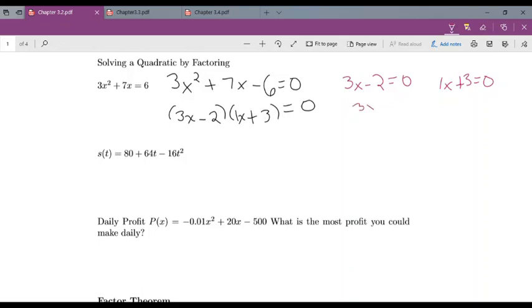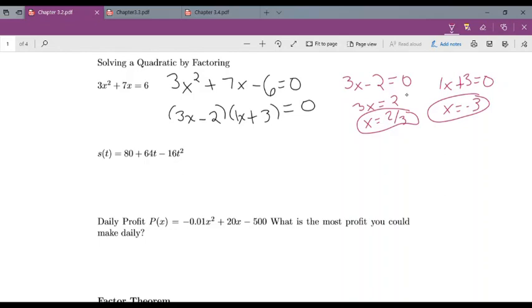Here we get 3x equals 2, so that x equals 2 over 3. Over here, we get x equals negative 3. If you need to take a few more steps to solve those, by all means, be my guest, take a few more steps. But that's what your answers look like. Pretty simple. So let's look at this second one down here.